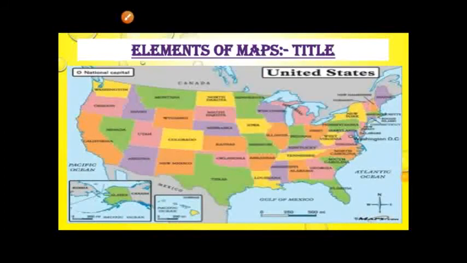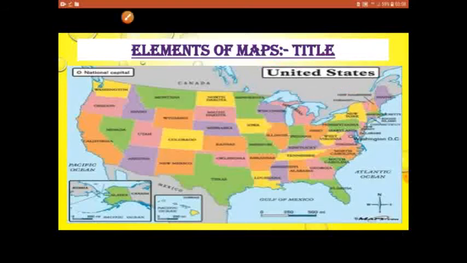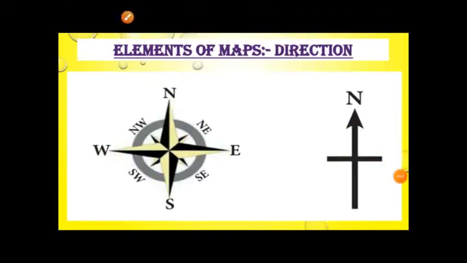Title. Every map has a title that describes the information given in the map. Direction. In general, maps are drawn with north orientation. It helps us to find other directions on the map like east, west, and south. The north is notified by the letter N with an arrow mark.